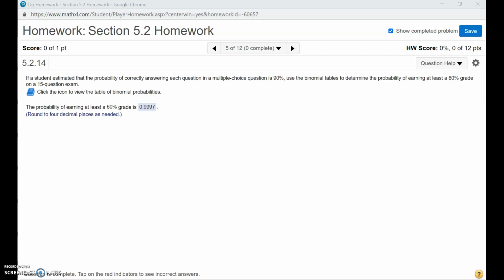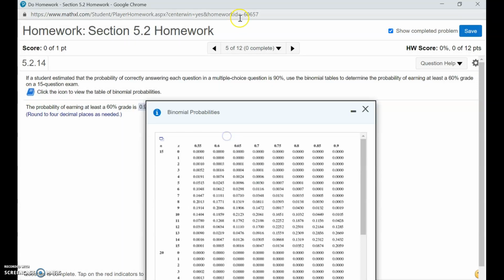Okay, in this video, we're looking at a student that estimated the probability of correctly answering each question in a multiple choice question is 90%. Use the binomial tables to determine the probability of earning at least a 60% grade on a 15 question exam. So we're going to be looking at a binomial table.